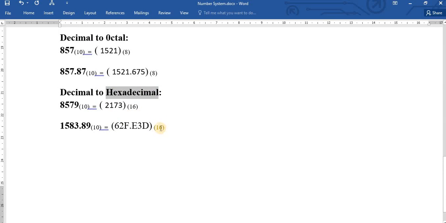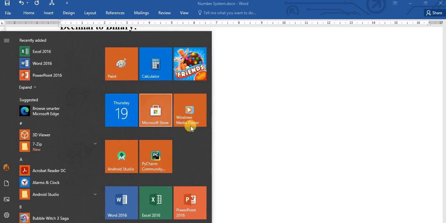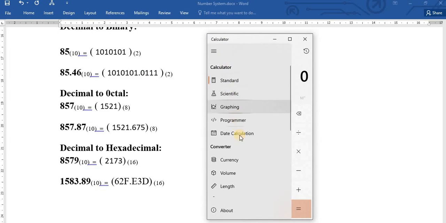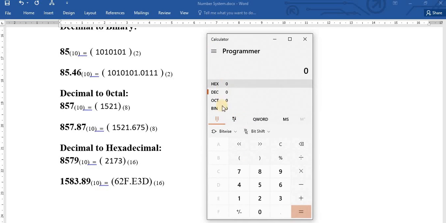So you have to practice to convert one number system to another. If you want to verify the answer, how can we verify it? It's very simple. In Windows, you have a calculator. Here you have the standard calculator, but you have the programmer calculator also. In the programmer mode, you have the hexadecimal, octal, and binary number systems. So take any number and convert it into any form.